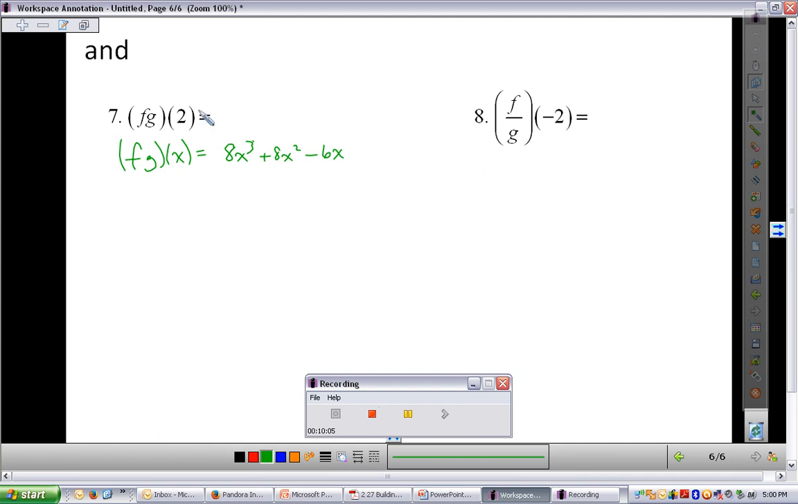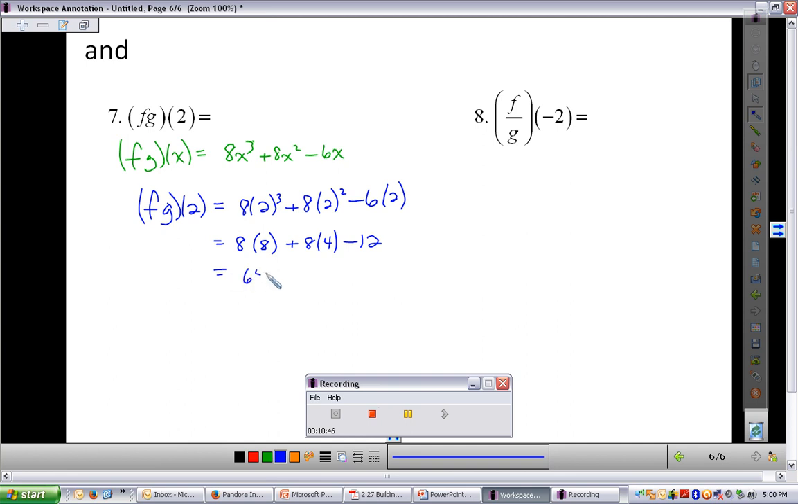Just like the other two previous examples, we're plugging in this 2 now for the x. So when I'm moving forward, f times g of 2 is going to end up looking like this. 8 times 2 to the third plus 8 times 2 squared minus 6 times 2. Order of operations, again, going through here, 2 to the third is 8. So 8 times 8, 2 squared is 4. 8 times 4, negative 6 times 2 is negative 12.